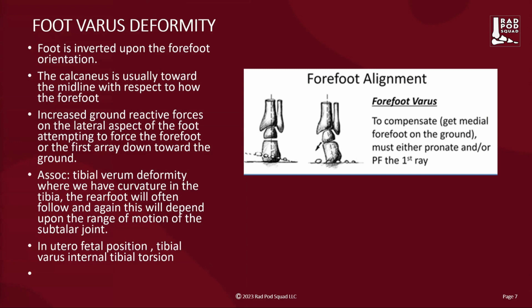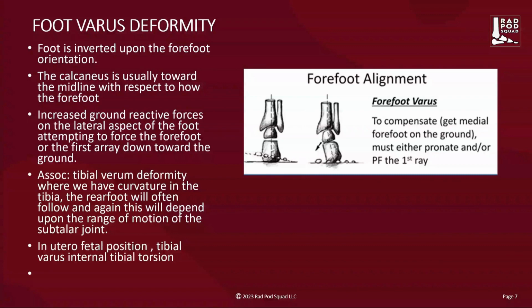Looking at foot varus deformity, again, the foot is inverted upon the forefoot in this orientation. So when we're looking at the neutral axis where we have the fibula on the lateral side, and this is the medial first ray, in a situation with forefoot varus, what we notice is that the calcaneus begins to bow outward. As this becomes bowing outward, we see that the forefoot has now come to the ground. So there's been a compensation where it was valgus and the first ray was up. Now it's on the ground, and it can either pronate the first ray or plantar flex the first ray.